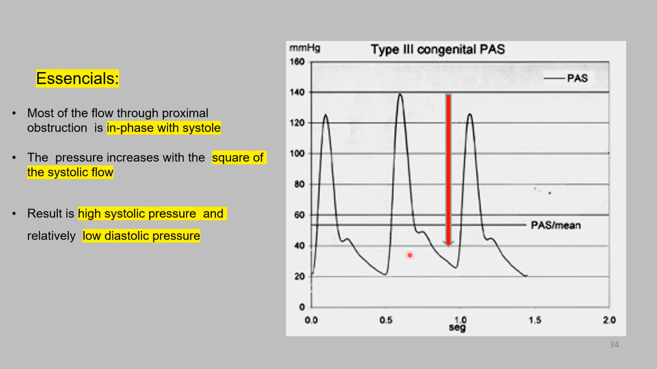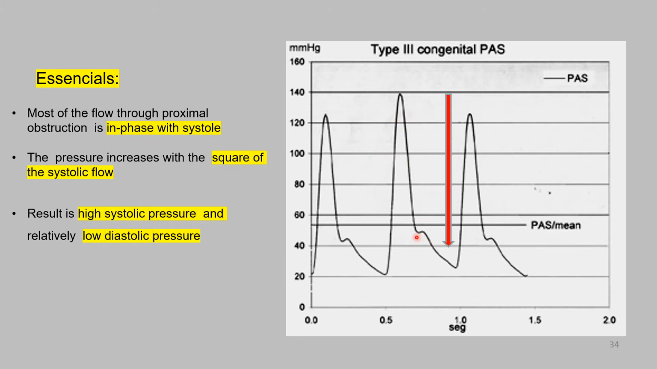And because the kinetic energy is proportional to the square of the systolic flow, imagine that the flow increases threefold. Because the kinetic energy goes with the square, the pressure difference, which requires the proximal pressure to be higher, would be 3 squared, which means 9-fold. So you increase the flow by 3 times, and the pressure difference increases by 9 times. And this would result in a very high systolic pressure.